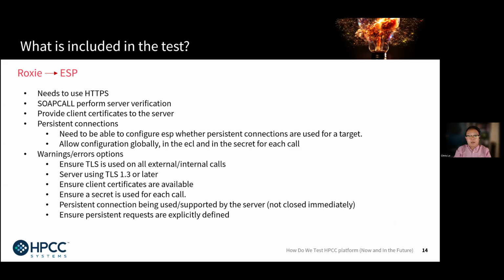We need to make sure that TLS is used on all of the internal as well as external calls. We need to make sure that the server is using TLS 1.3 or later. We need to make sure that client certificates are always available. Ensure that a secret is used for each and every call. We also need to make sure that persistent connections are being used and supported by the server and not closed immediately. And we also need to make sure that persistent requests are explicitly defined.